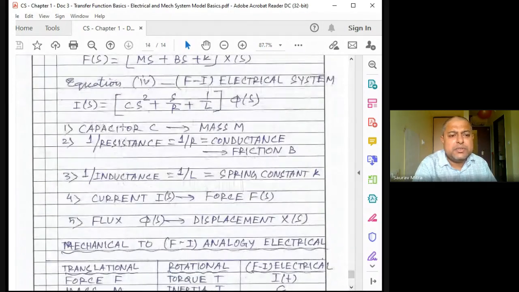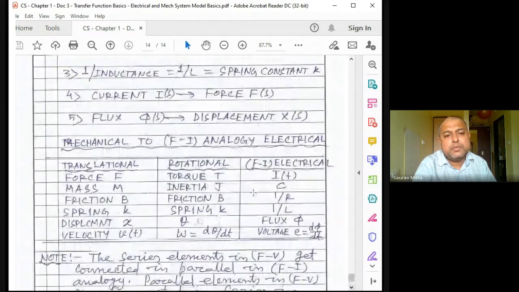So here the analogy is given. Capacitor C is mass, 1 by resistance, that is 1 by R, conductance, is equal to friction B, 1 by L, that is 1 by inductance, is equal to spring constant K, current is equal to force, and lastly the flux is equal to displacement. Phi s is equal to x(s), that is displacement. Last thing, d phi t by dt, that is nothing but E, the voltage, is equivalent to dx(t) by dt, that is nothing but velocity.